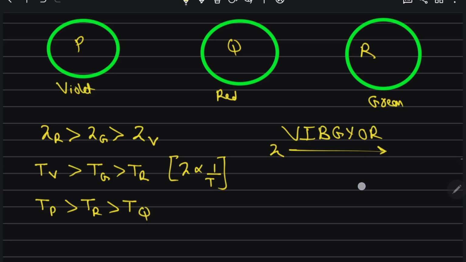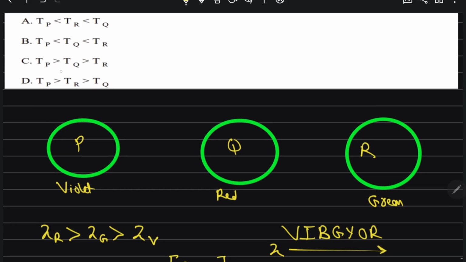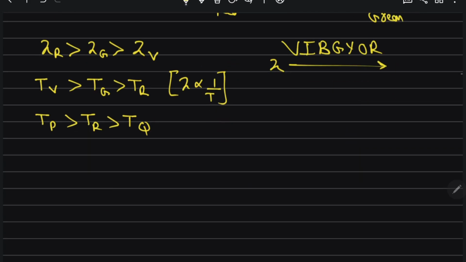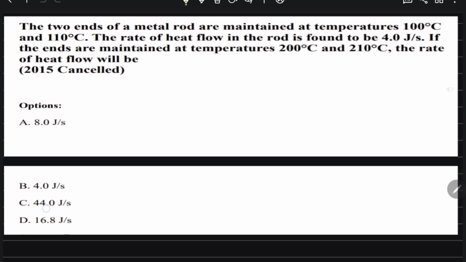Q. PRQ. So option D is correct. Now proceed for the next question.